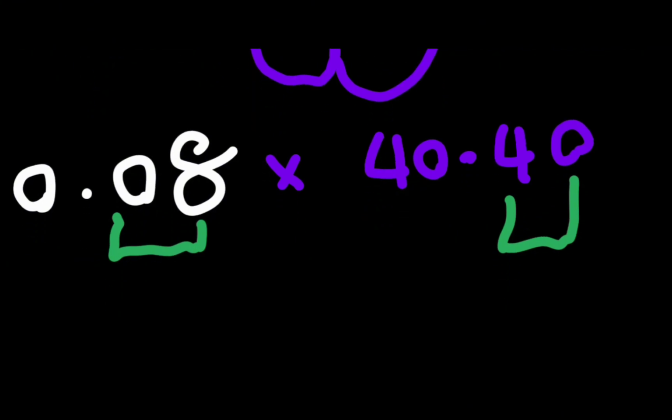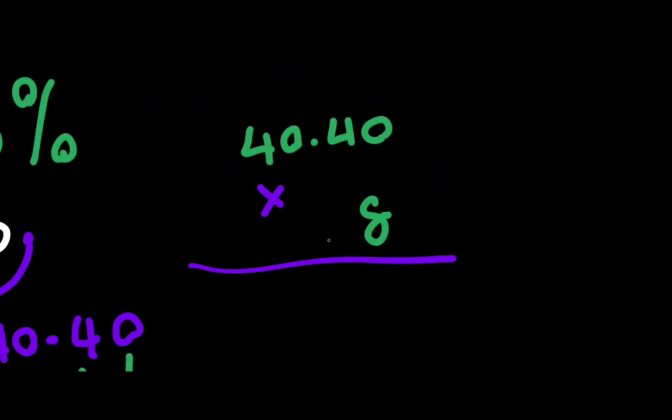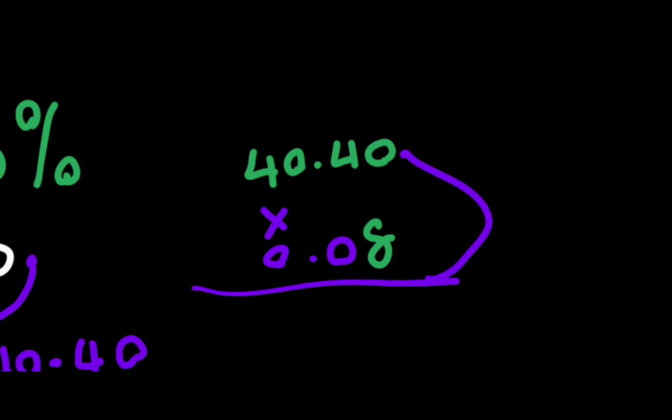Count the decimal places. That's 2 here and 2 there, so that's 4 decimal places. We can simply multiply as need be. So let's multiply. Remember, we had 0.08 multiplying $40.40. Now what we can do is move the decimal places 2 places to the right, so we're going to end up with 440 multiplying 8.